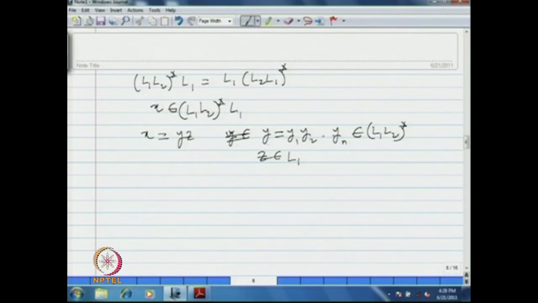Now, in this case, where y equals y1 y2 up to yn, which belongs to L1 L2 star, every yi belonging to L1 L2 is a concatenation of a string from L1 and another string from L2. Each yi can be written in the form ui, some string from L1, and vi, some string from L2. That means ui belongs to L1 and vi belongs to L2.